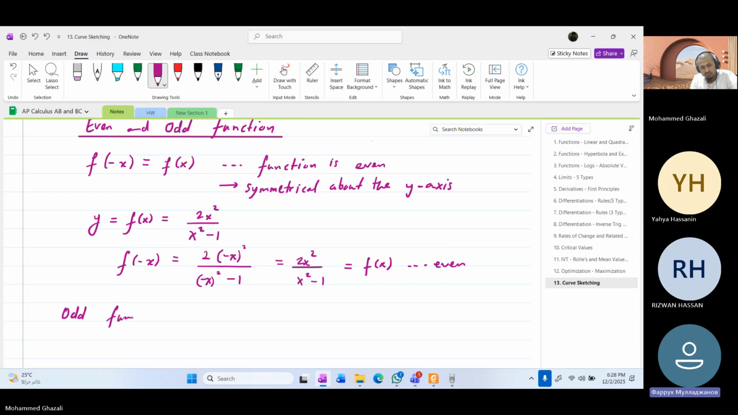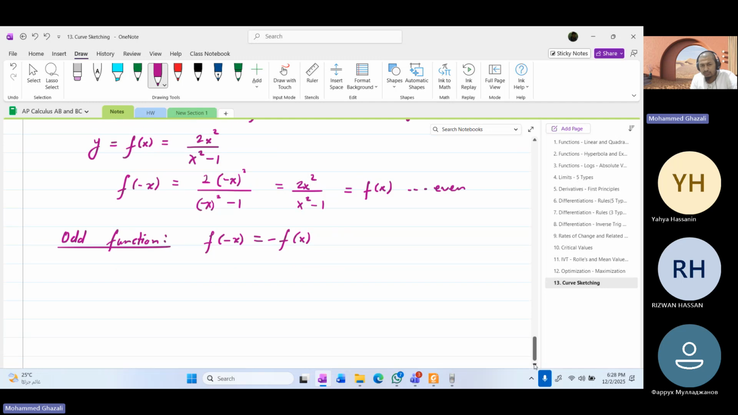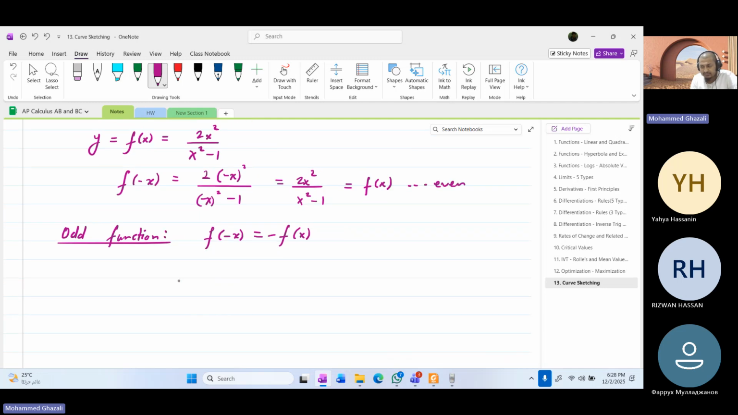If you put negative, it will be outside negative. In an odd function, if you say f of negative x, it will become negative f of x. I will give you an example of this. Let's check a simple linear function, or let's check a cubic function. Not all, certain types. Let me check a cubic function.